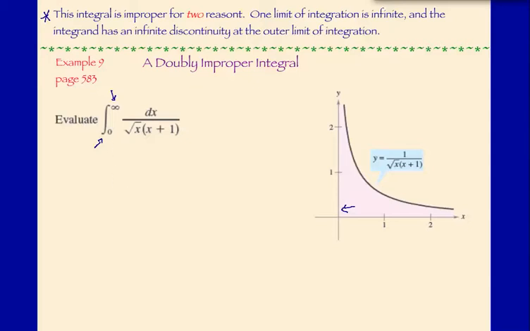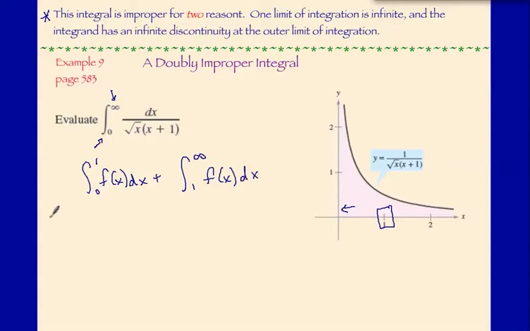Now, what we're going to do is divide this up into 2 integrals. We're going to pick some convenient number between 0 and positive infinity. We'll just pick 1. How's that? And we'll divide this up into the integral from 0 to 1 of our function, dx, plus from 1 to positive infinity. Obviously both of these are improper integrals and will require limits.